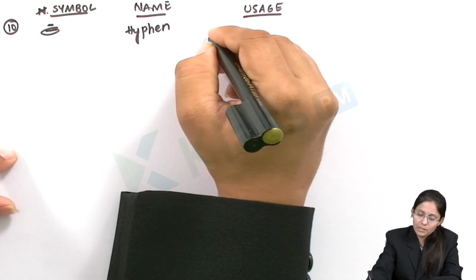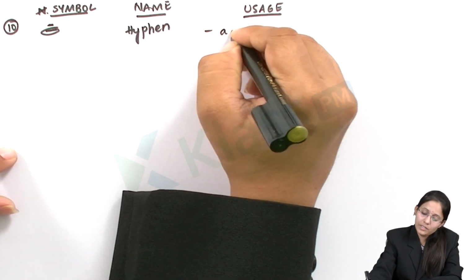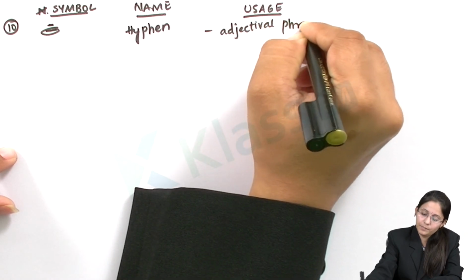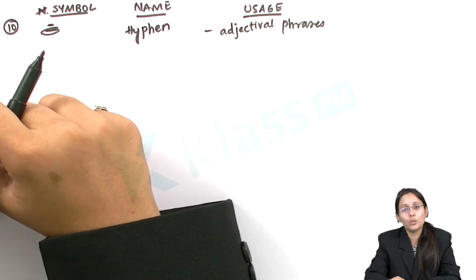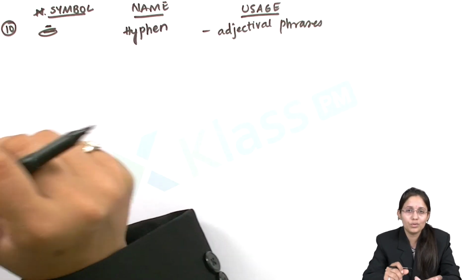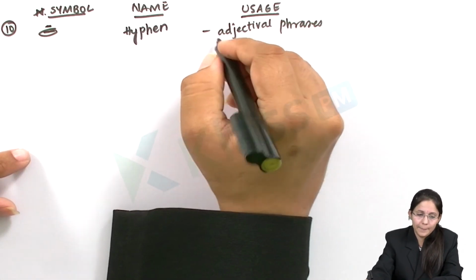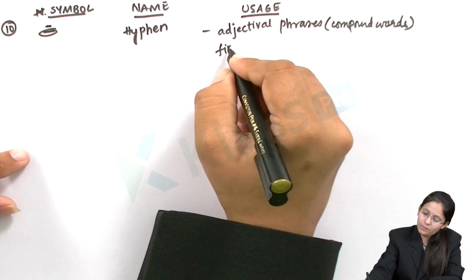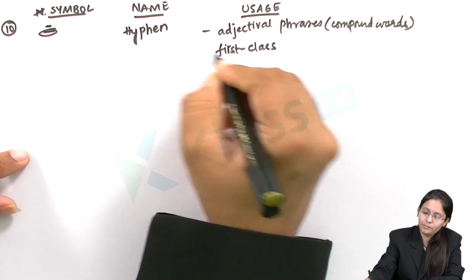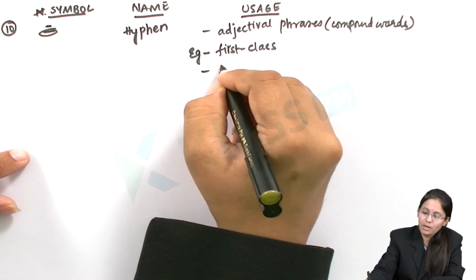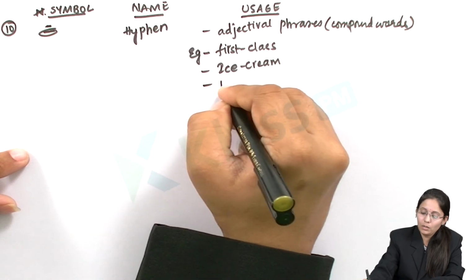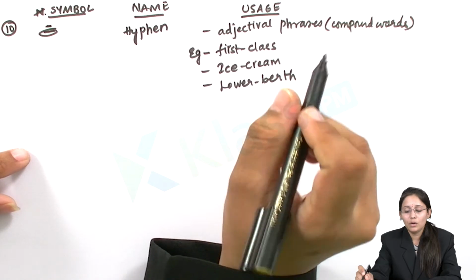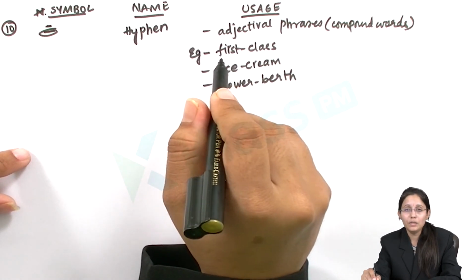So first of all, hyphen is used to join adjectival phrases, or you can simply call them compound words. When you want to join two different sets of words and make them a single word. For example, first-class, you can call it a compound word also. First-class. Okay, then eyes. Okay, then lower birth. These are a few examples of using hyphen in adjectival phrases.